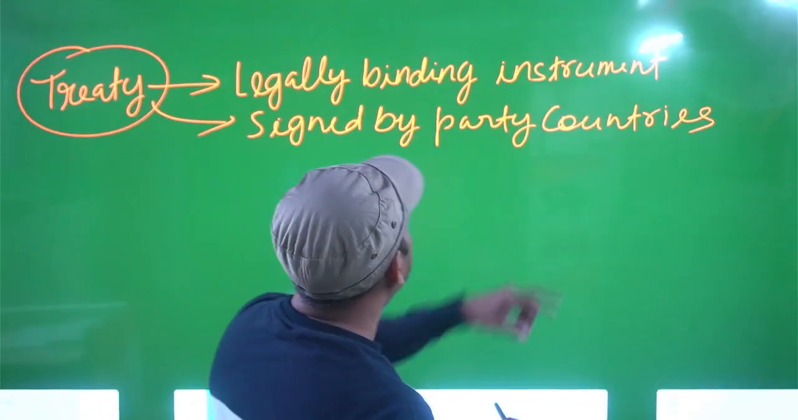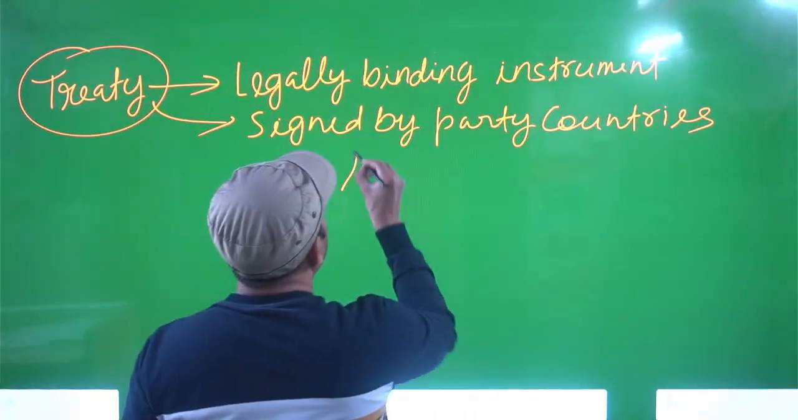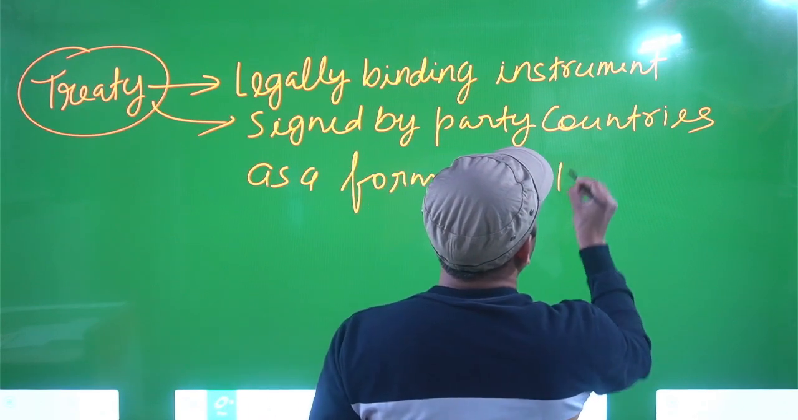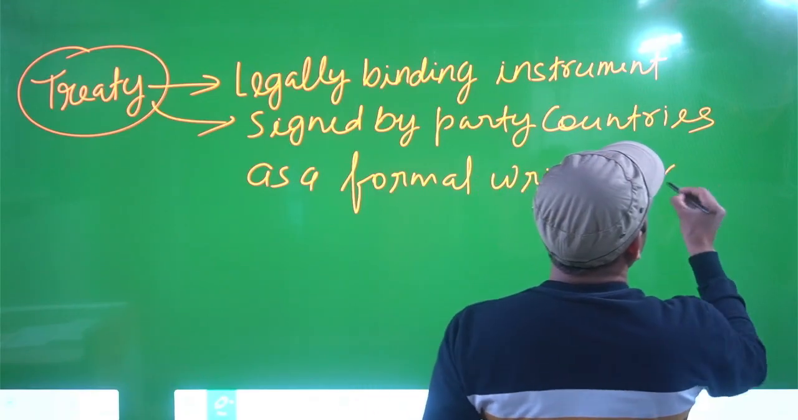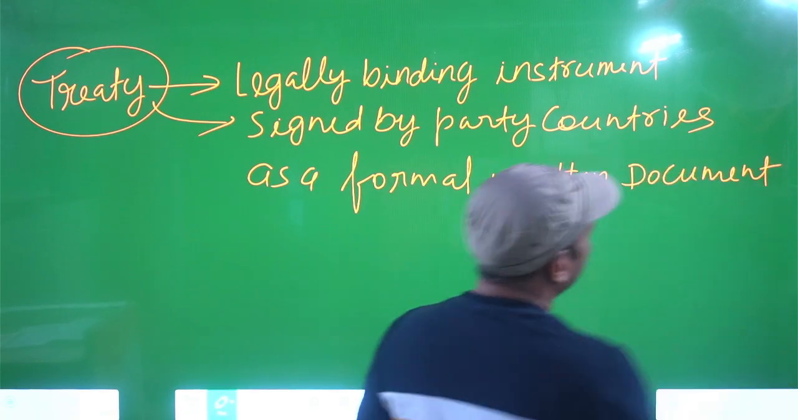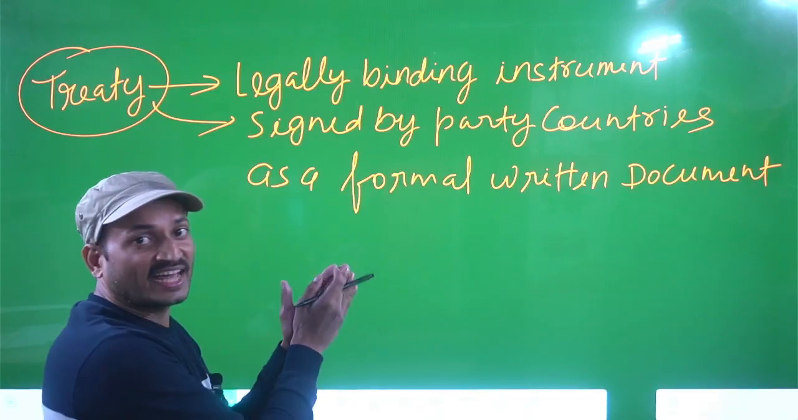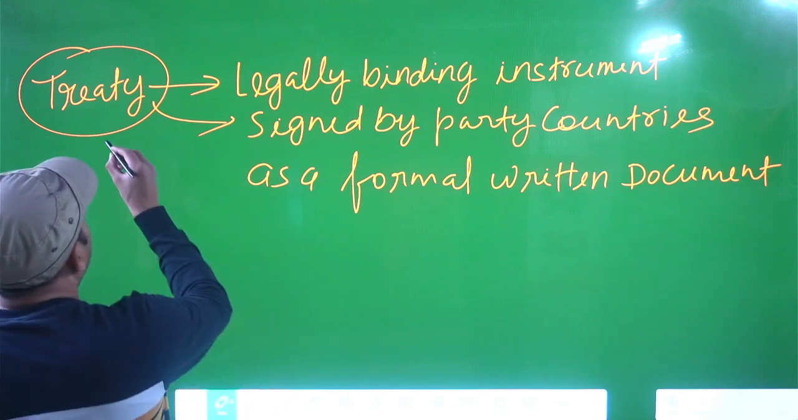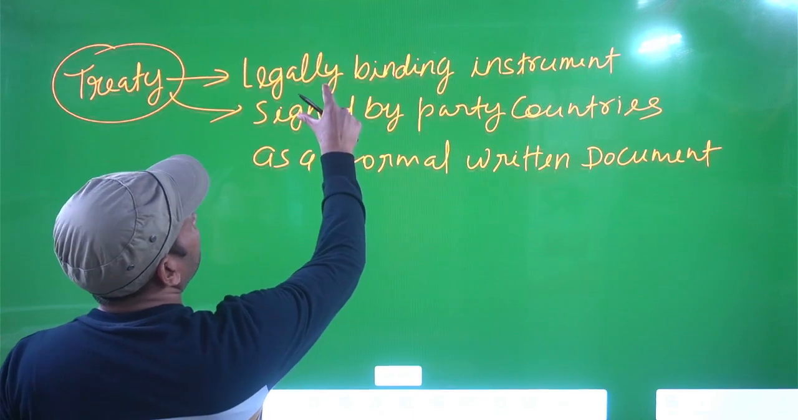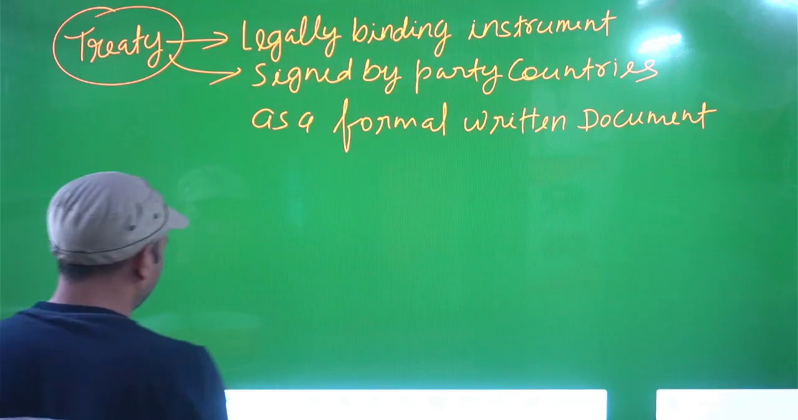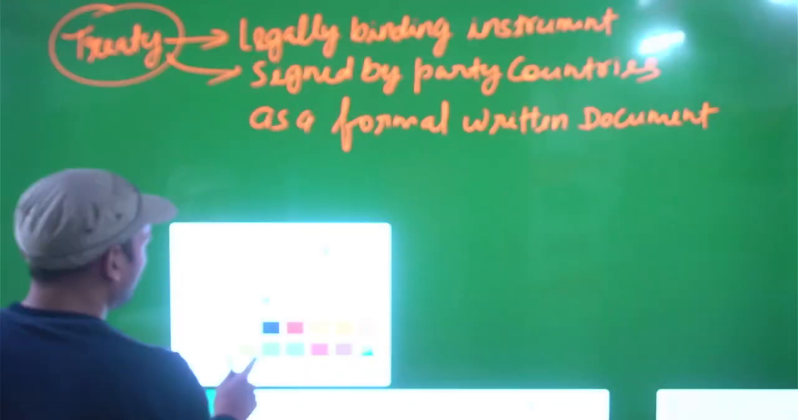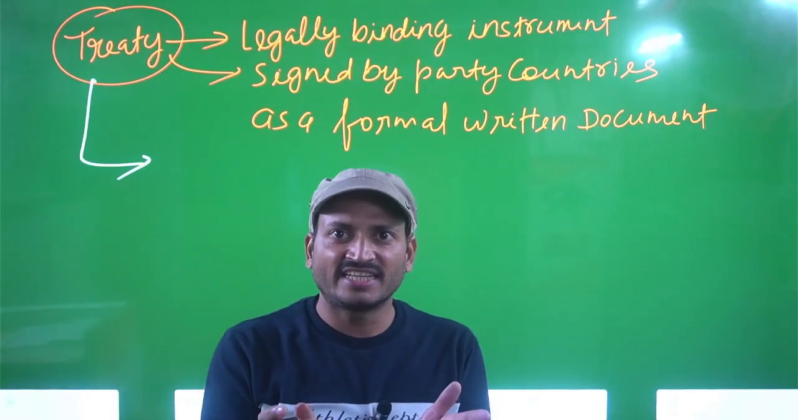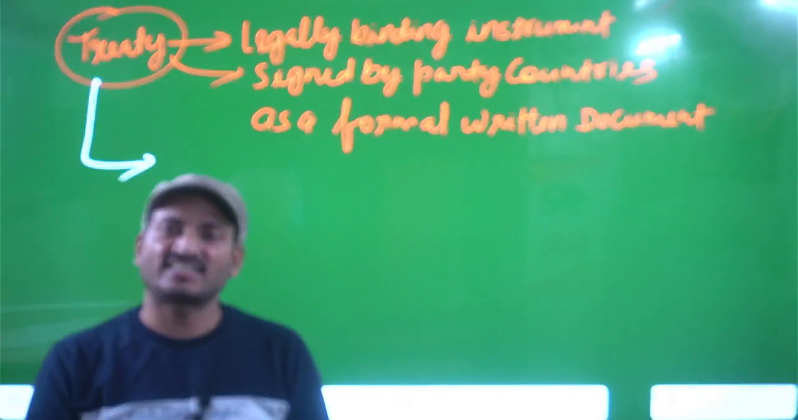So it is signed by party countries as a formal written document, my friends. Formally, it is signed as a written document by the party countries to the convention. It is legally binding. And when we talk about treaty in the international context, my friends, this treaty is a unique instrument at the international level.